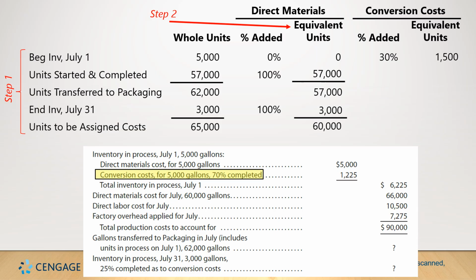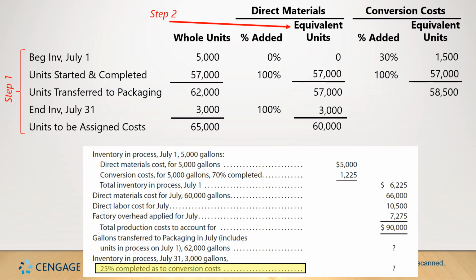What percent was added to units started and completed? 100%. If we completed the inventory, it must have received all of its necessary conversion costs. Finally, what percent of conversion costs were added to ending inventory? Ending inventory was 25% complete as of the end of the period.